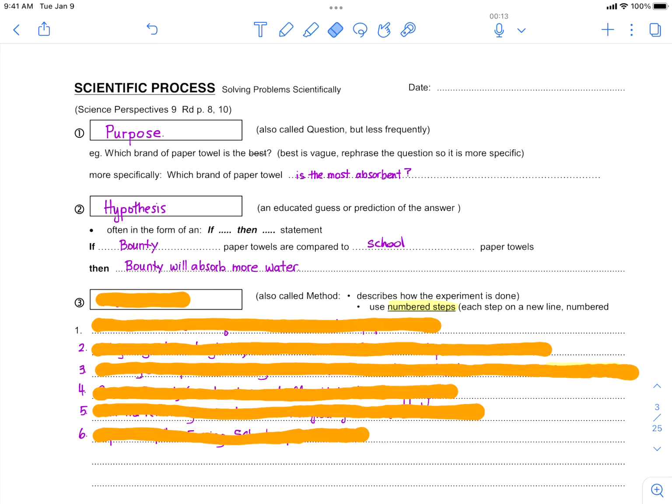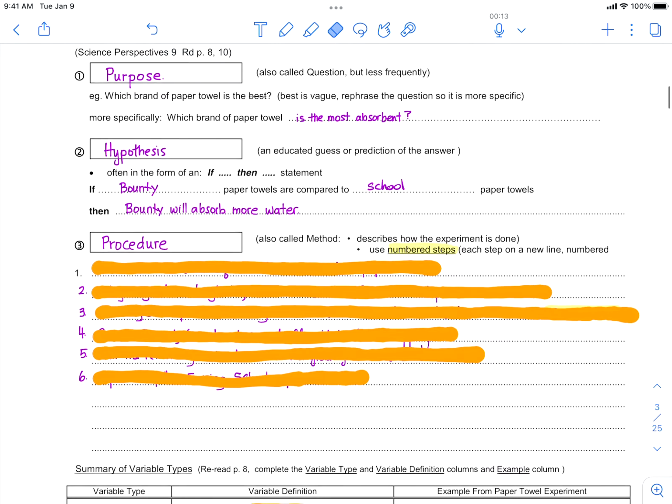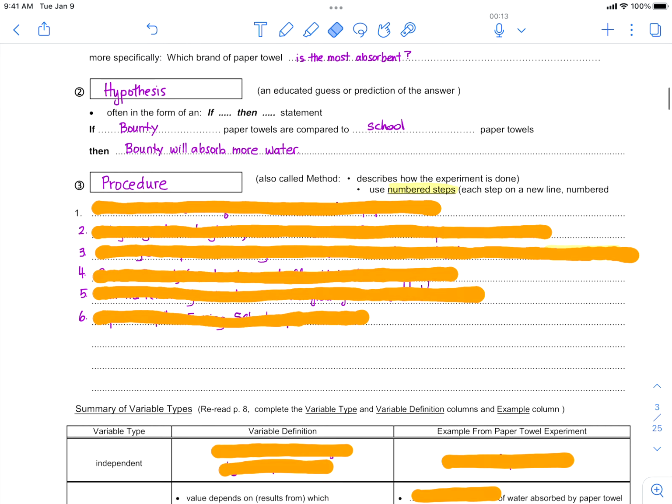The next step in the scientific process is the procedure. Sometimes this is called the method, and it's used to describe how the experiment is done. We're going to use numbered steps, each on a new line. And so we're going to begin with step number 1. I'll just tell you the procedure for this. And I'm sure that when you see the steps, it will be quite obvious, like, oh yeah, okay, this all makes sense.